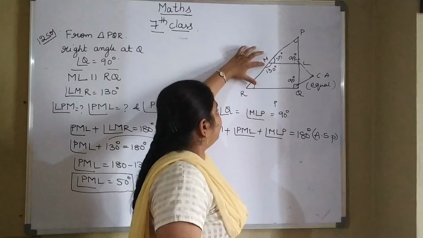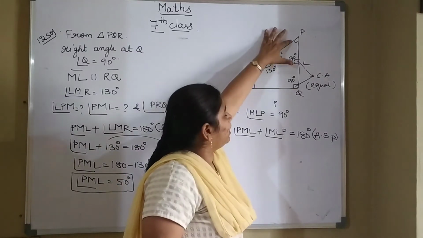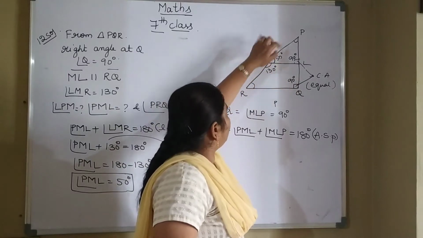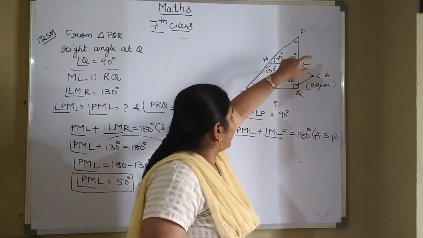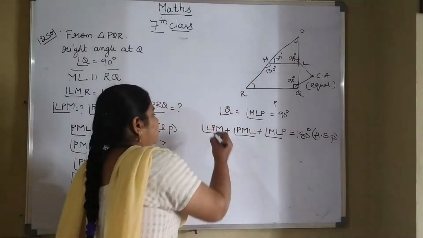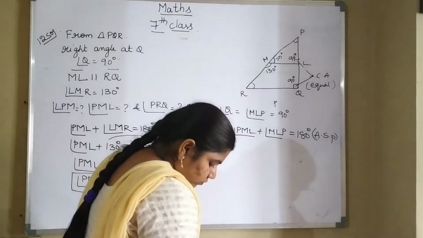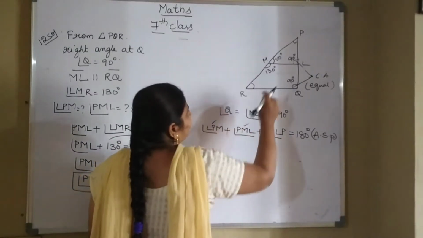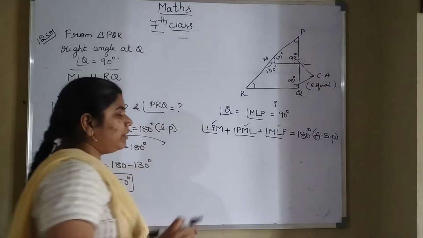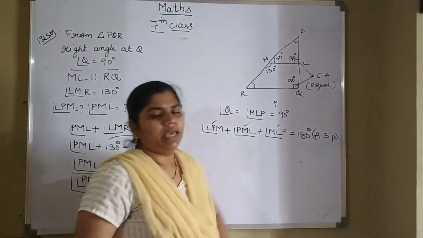Angle P I can write in the form of LPM, angle M I can write in the form of PML, and angle L I can write in the form of MLP. Angle P plus angle M plus angle L will be equal to 180 degrees by using ASP.